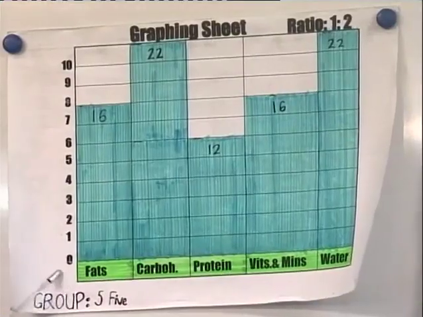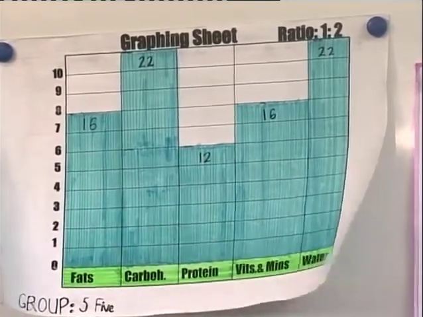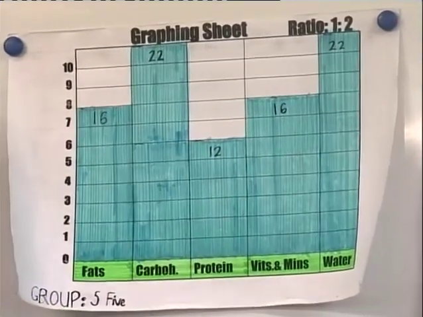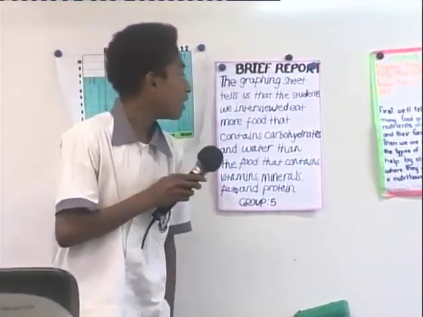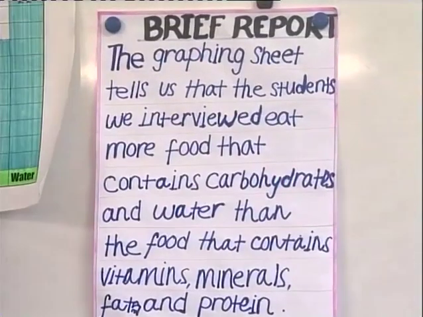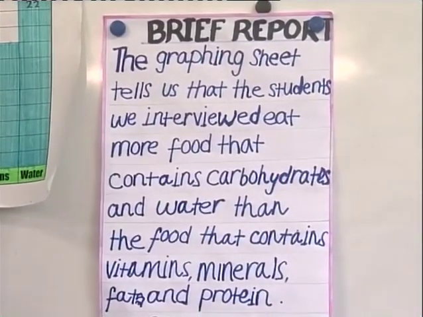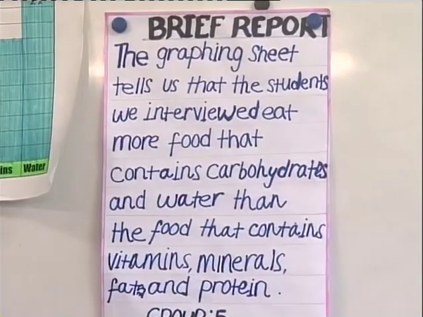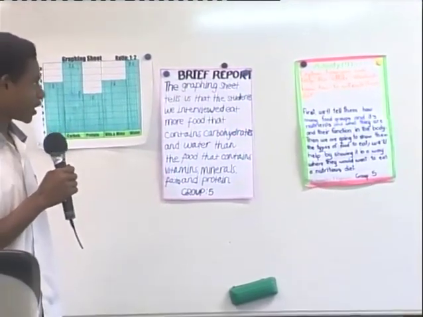My group and I did a graphing sheet about the total amount of nutrients that the children eat. The total amount of fats is 16, carbohydrates 22, protein 12, vitamins and minerals 16, and water 22. Thank you. Next. Group 5 brief report: the graphing sheet tells us that students we interviewed eat more food that contains carbohydrates and water than the food that contains vitamins, minerals, fats, and protein.